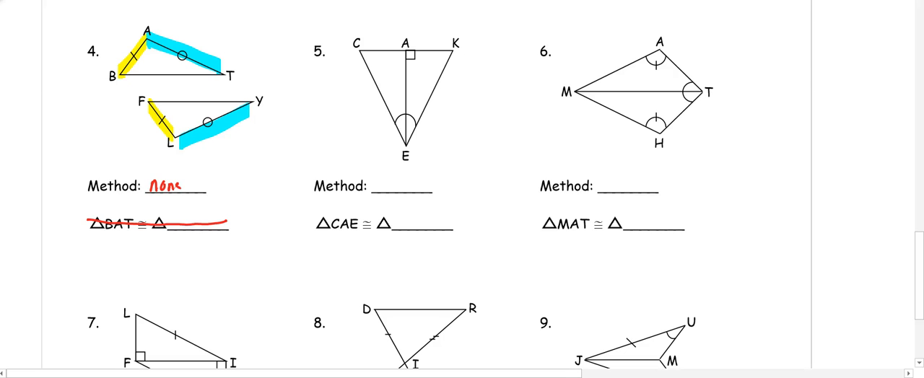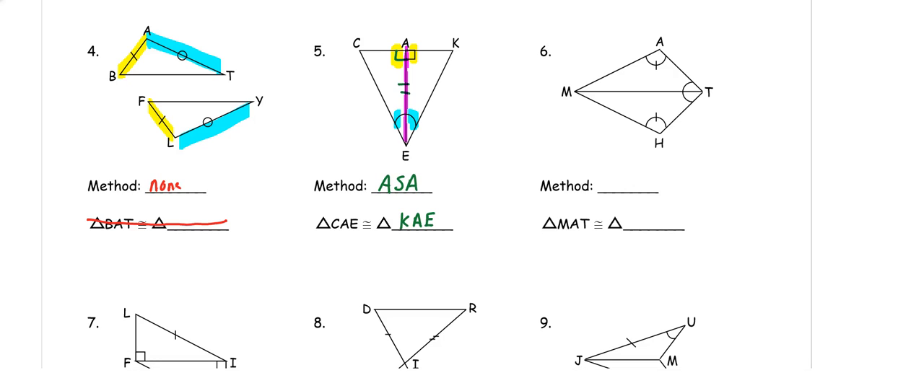In number 5, we again have another right angle. So far we have angle and we have another angle. We also know that we have a shared side, so that side AE has to be congruent to itself, which gives us our side. So in this case, we have 2 angles and one side that are congruent, and the side is between both angles, so it's an included side. So the method that we would be using is angle side angle, and we would say that triangle CAE is congruent to triangle KAE.